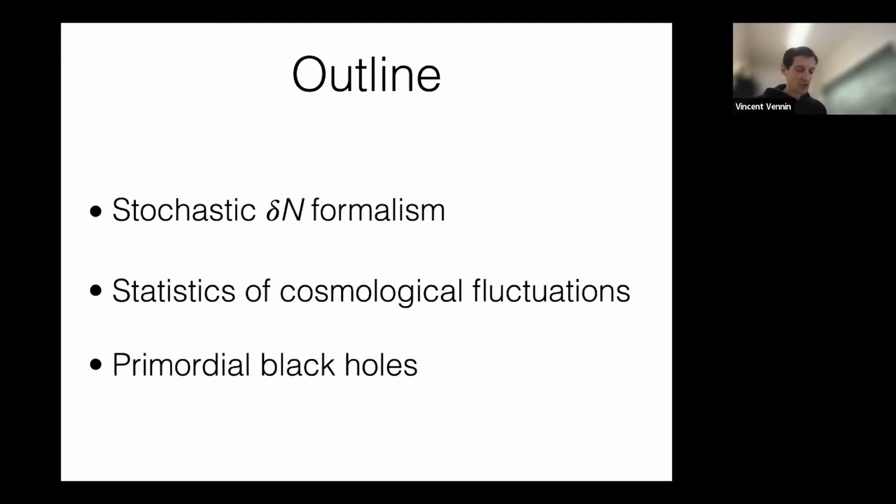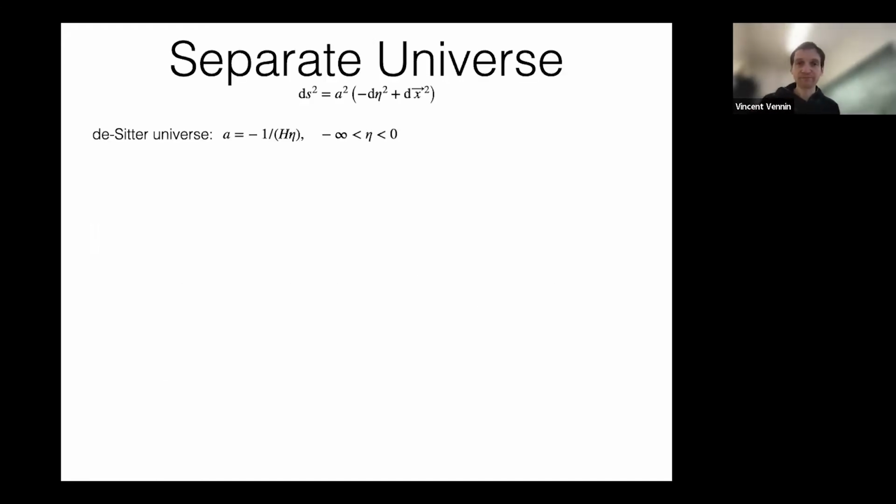And depending on how much time I have left, as an application, I will show what consequences this gives for abundances and mass distributions of primordial black holes, as well as maybe other cosmological observables. So the stochastic delta N formalism relies on two main ingredients, which I now briefly discuss.